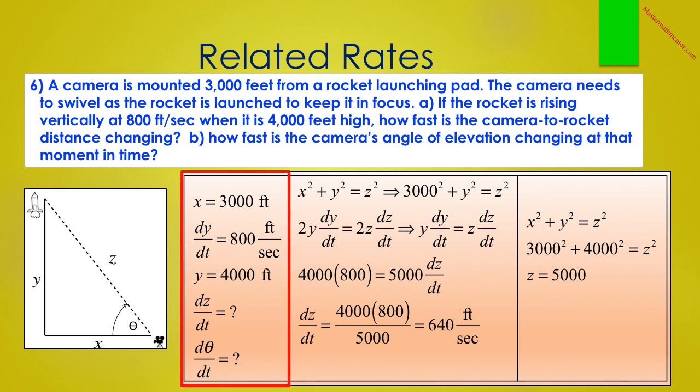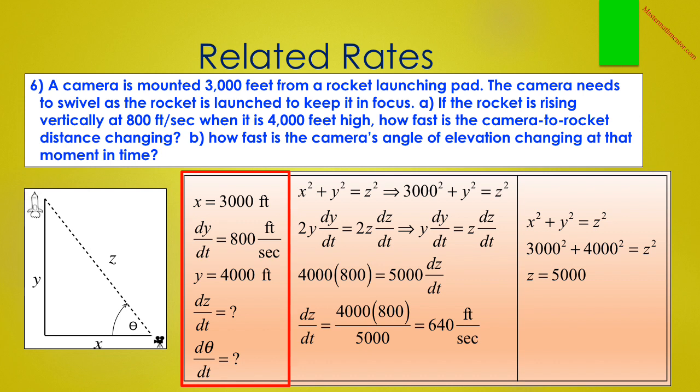The table of variables is shown. X represents the distance from the camera to the launching pad, and that's 3,000 feet. Since the rocket is rising vertically at 800 feet per second, that's dy/dt. And we are interested when y is equal to 4,000 feet. Two things are asked for: the camera to rocket distance and how fast that is changing, and that's dz/dt.